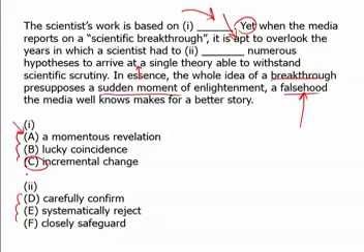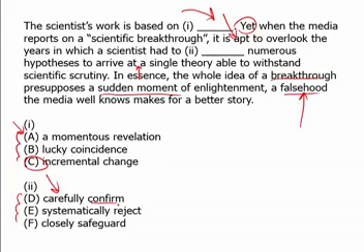So let's look at the answer choices. Carefully confirm, and E is systematically reject. You may be tempted by carefully confirm because that word carefully and methodically is perfect. But let's look at the second word here. Now, of course, we can test these answer choices because we've already done the thinking and we're not plugging them in from the get-go and letting them do the thinking for us. So carefully confirm. Would you confirm hypotheses to arrive at one that actually makes sense?